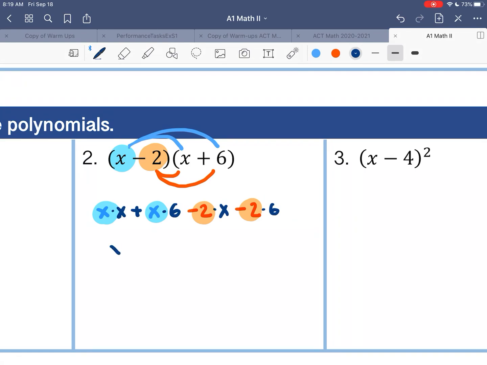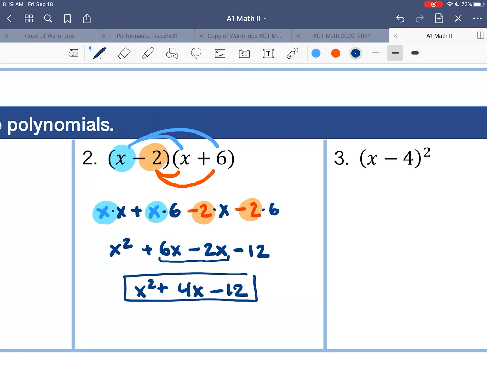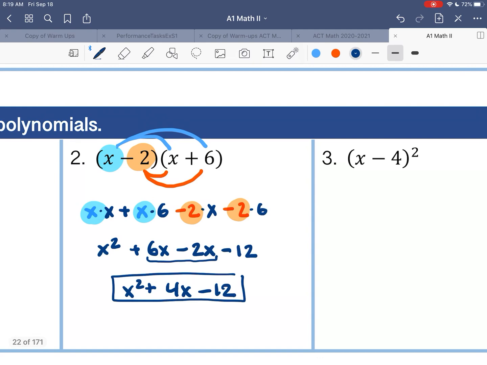So now we just multiply. We have x times x, which gives us x squared, and 6 times x, which gives us 6x. And then we have negative 2 times x, which is just minus 2x, and then negative 2 times 6 gives us minus 12. And these two things can combine. Like I said, it's pretty normal for the middle two to be able to combine, but just be careful and watch for like terms. So 6 minus 2 gives us 4x, and this is what we have left. x squared plus 4x minus 12.